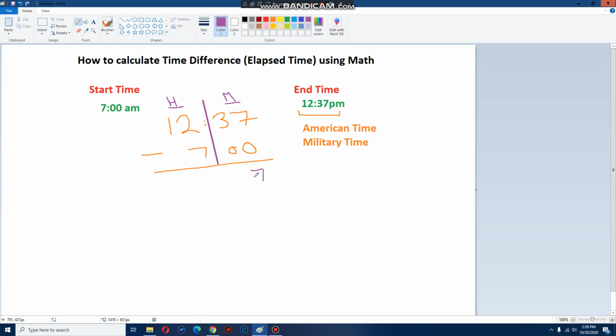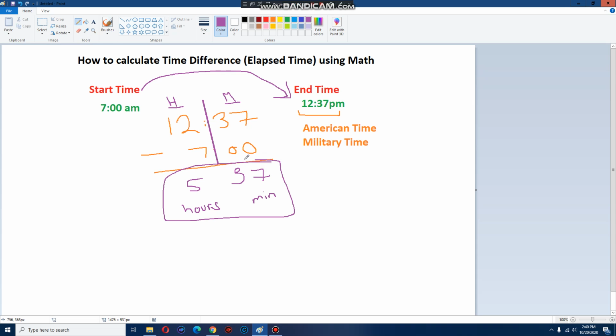7 minus 0 is 7, 3 minus 0 is 3. So 37 minutes is part of our answer. And straightforward, 12 minus 7 is 5 hours. So our final answer, the elapsed time difference between 7 o'clock in the morning to 12:37 p.m. in the afternoon is 5 hours and 37 minutes. Easy enough, no problems there.